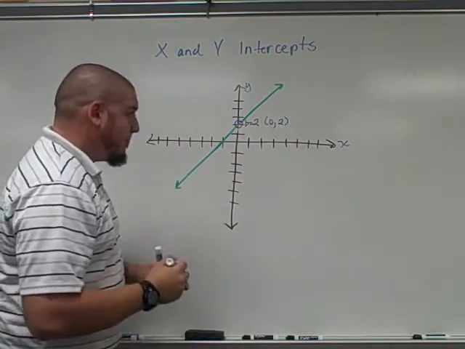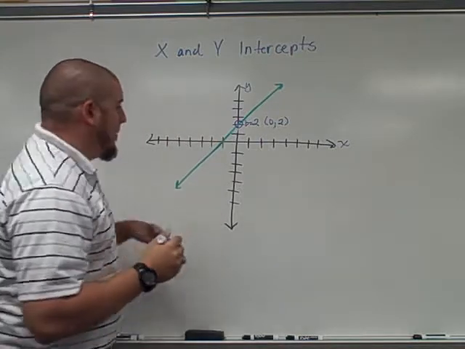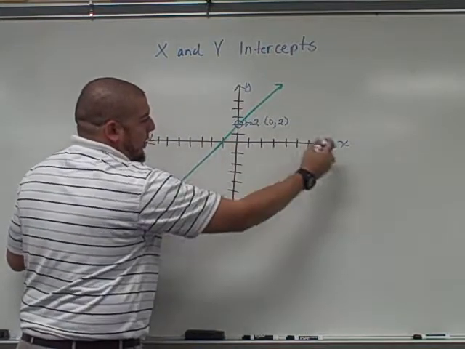Okay? Now, if I want to find my x-intercept, okay, I'm going to see right here, where does my graph cross the horizontal axis?